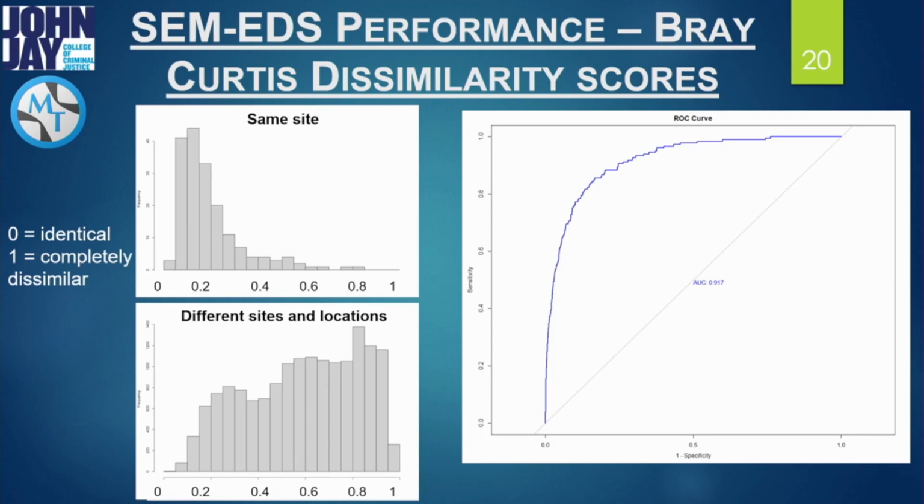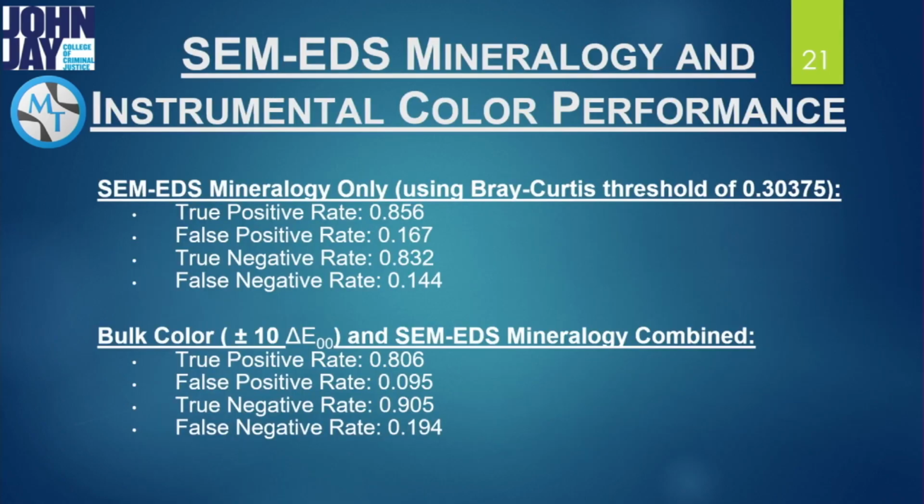Interpretation of both of these data allowed us to come up with a threshold, and that is a Bray-Curtis value that we're going to say, if you are at this threshold or below, you are considered indistinguishable or, quote, a match, and if you're beyond this threshold, you are excluded. That value was 0.303.